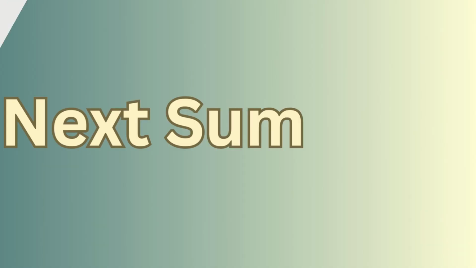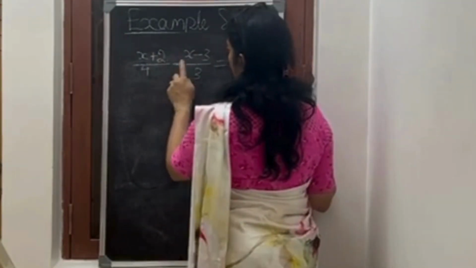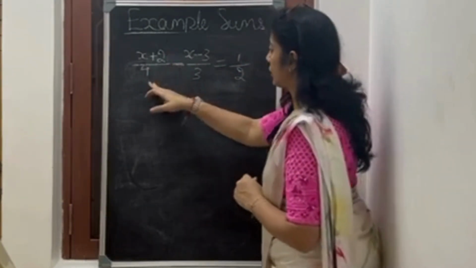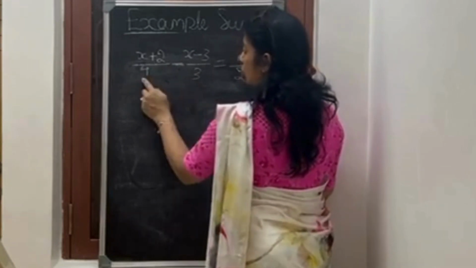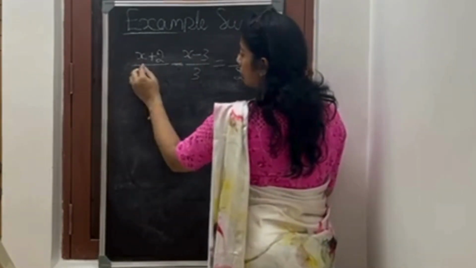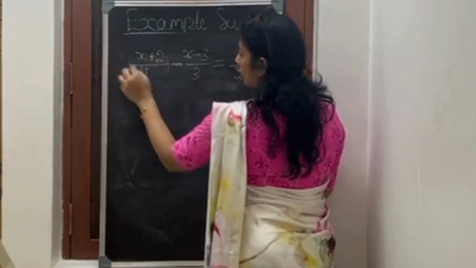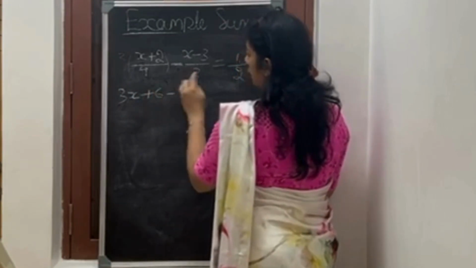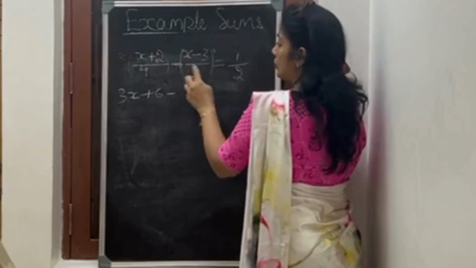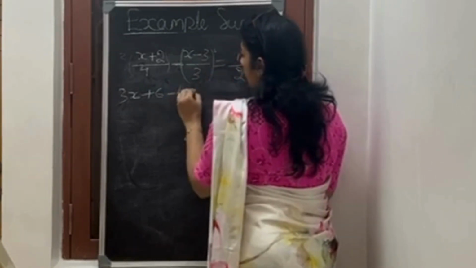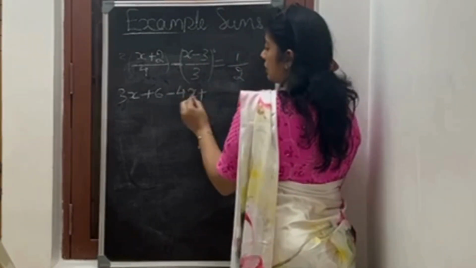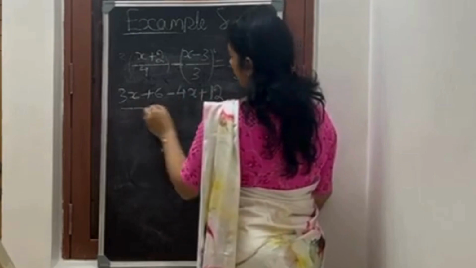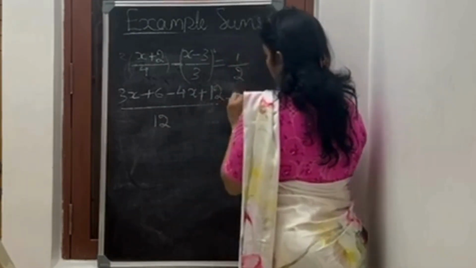Okay. My next sum is (x plus 2) by 4 minus (x minus 3) by 3 equals to half. Because this is a subtraction question, I will do the LCM. 4 and 3 LCM is 12. So this I have to multiply with 3, correct? Because 4 3s are 12. So it is 3x plus 6 minus, this I have to multiply with 4 because 3 4s are 12. So it will be minus 4x, minus into minus plus 3 4s are 12, by 12 equals to half.